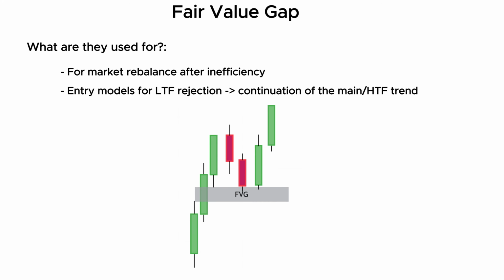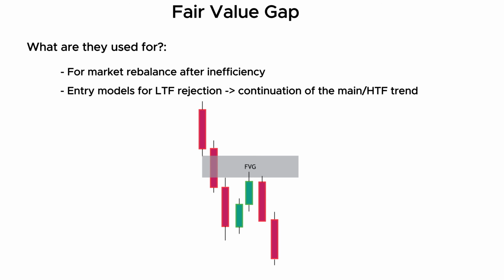A bullish fair value gap is mitigated when the price pulls back down and hits the gap area, and rejects to the upside, continuing its bullish main trend. In this case, the bullish fair value gap is an entry opportunity for buying positions, and the opposite works for the bearish fair value gap.